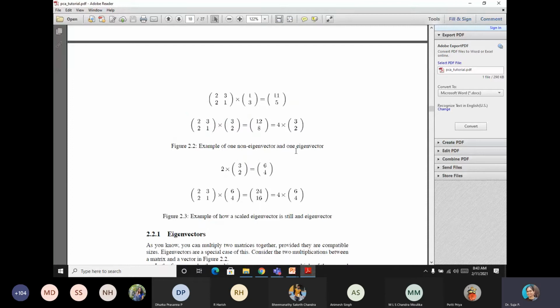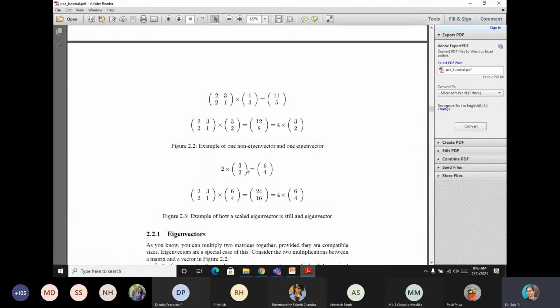Okay, we can see one example of an eigenvector. The first case is a non-eigenvector. The second one is an eigenvector. For example, you have 3, 3, 2 as a column vector, and it is multiplied by this matrix 2, 3, 3, 1, and still we are able to separate the scalar value here and represent the vector here. So the scalar value is the eigenvalue and 3, 2 represents the eigenvector.